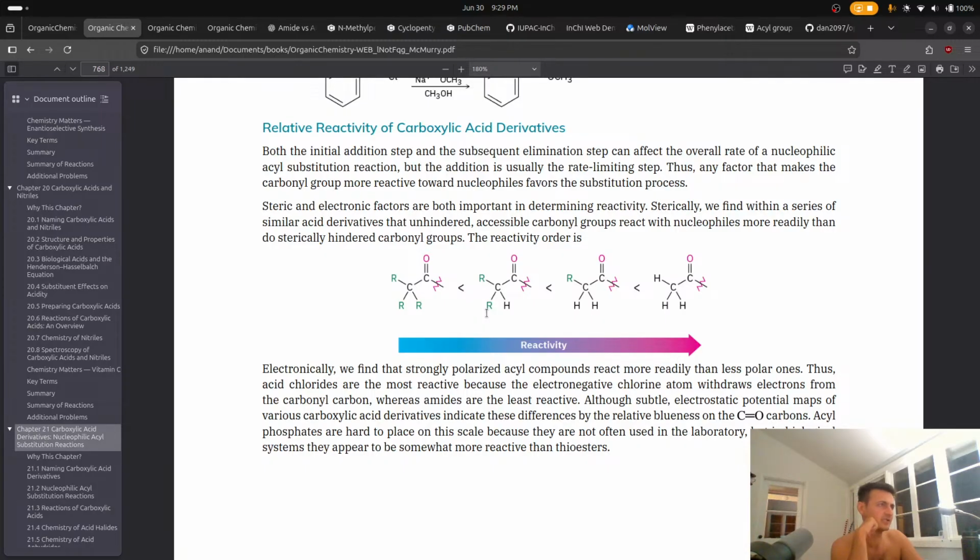Steric and electronic factors are both important in determining reactivity. Sterically, we find within a series of similar acid derivatives that unhindered, accessible carbonyl groups react with nucleophiles more readily than do sterically hindered carbonyl groups.